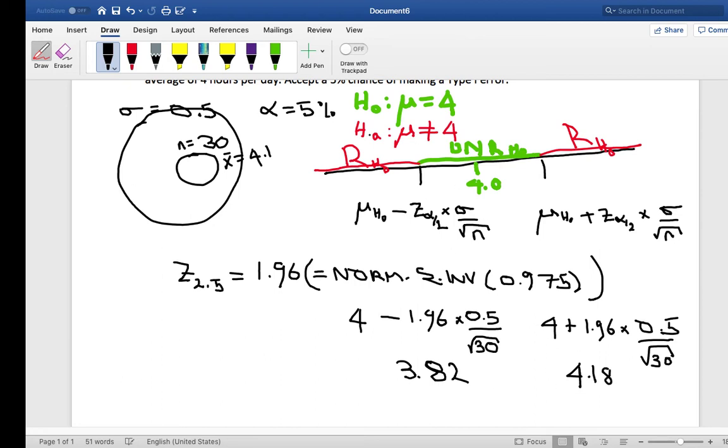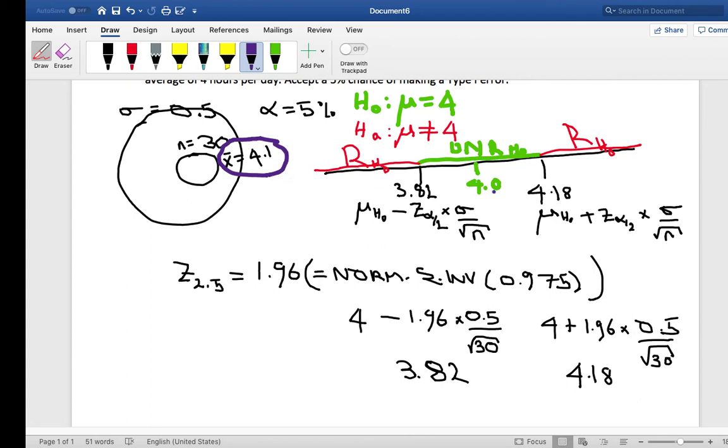And I can go back up here and put them in here. So this is 3.82, and this critical value up here is going to be 4.18. All very good. There's only one more step now to see if we should reject or not reject. We're going to take our test statistic, which is the 30 students that they told us actually studied for an average of 4.1 hours. And we're going to see if our sample test statistic falls in the green zone or the red zone.